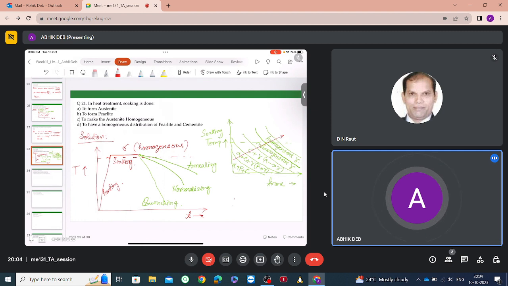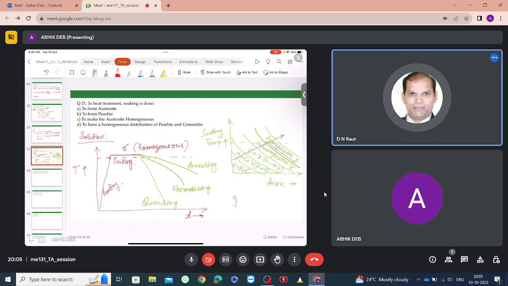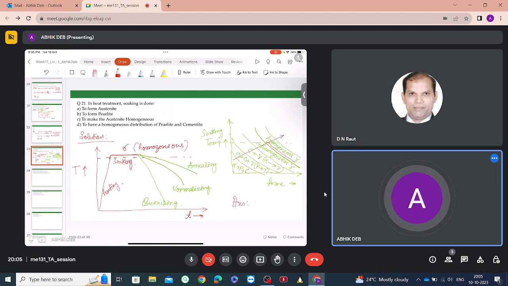So the correct option is C. Our main aim is to make this homogeneous. Answer is option number C.